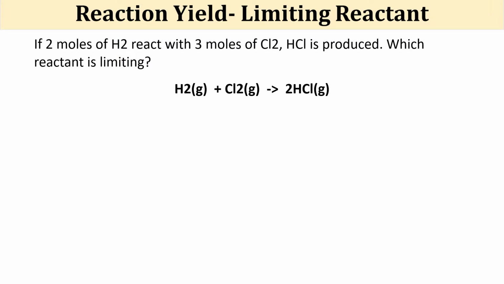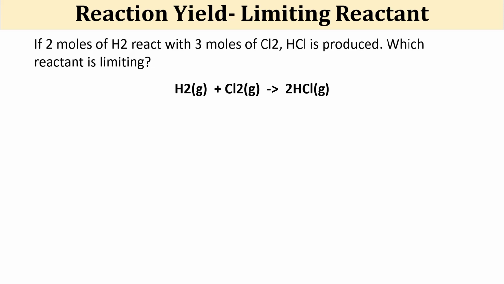If 2 moles of H2 react with 3 moles of chlorine, HCl is produced. Which reactant is limiting? In order to identify the limiting reactant, we must compare the amount of product expected for complete reaction of each reactant. Each reactant amount is used to separately calculate the amount of product that would be formed per the reaction's stoichiometry. The reactant yielding the lesser amount of product will be the limiting reactant.